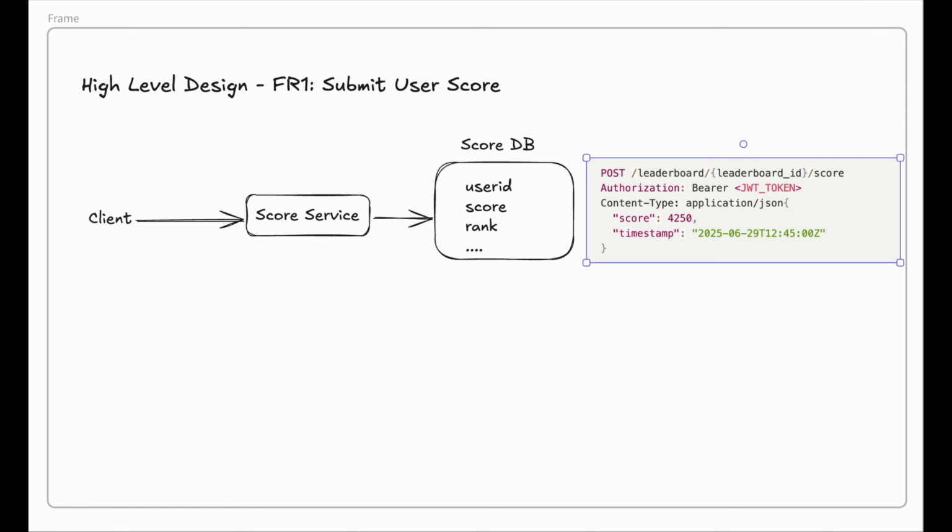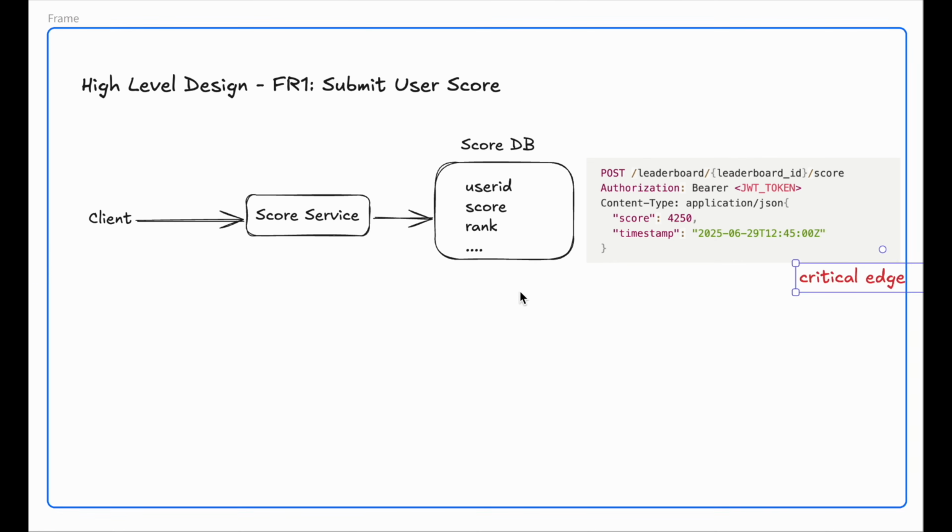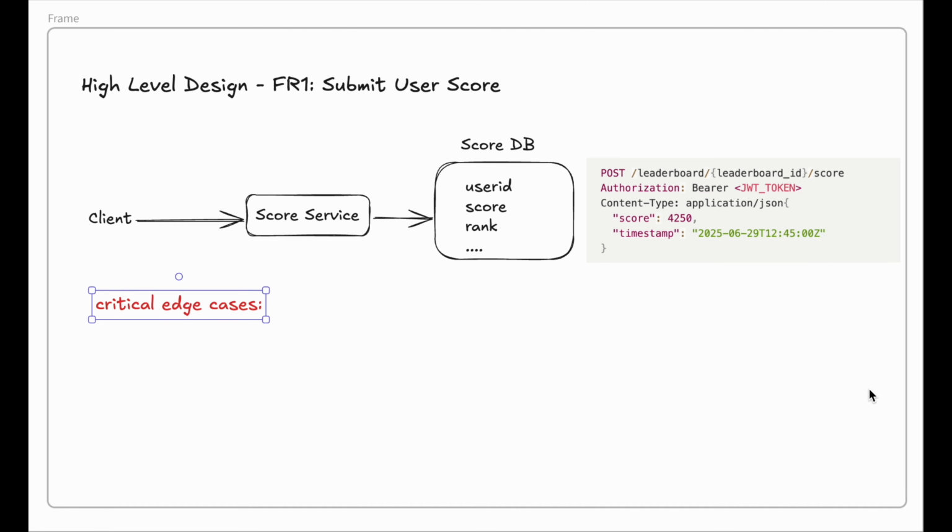It has several critical edge cases that must be handled gracefully in production systems, especially if you're operating at the scale of millions of players. Let's walk through 4 such cases.